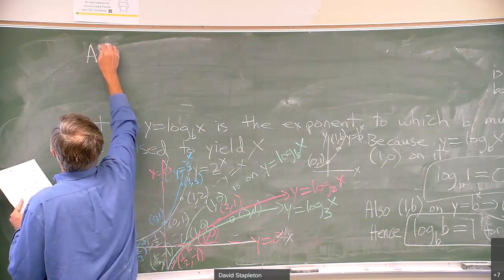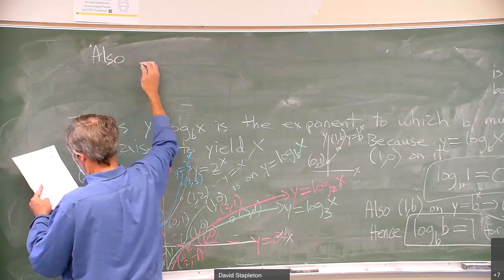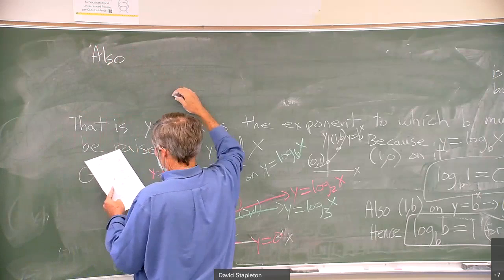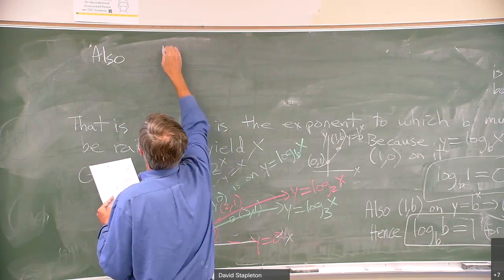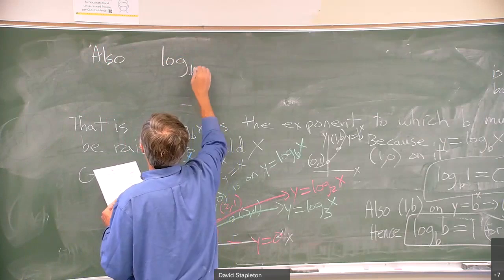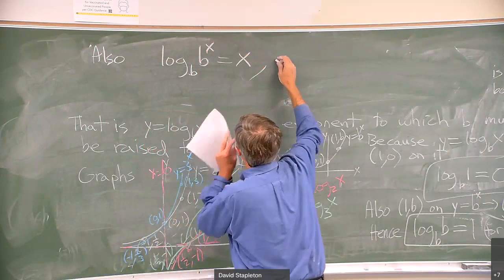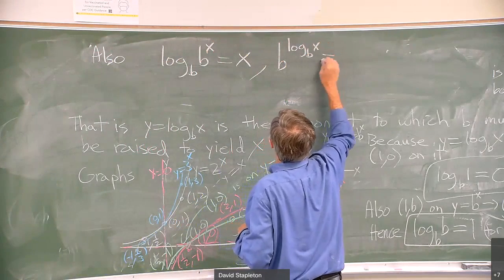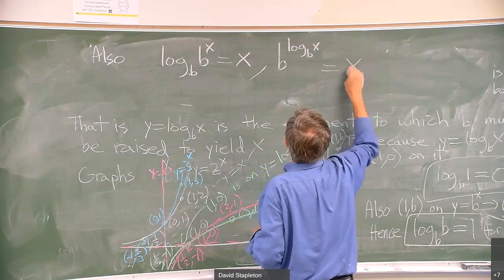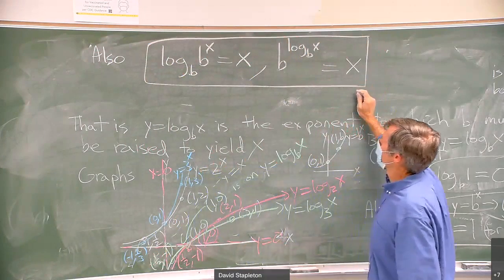Also, some other properties. I'll give you two more here. They undo each other. Log base b of b to the x comes out to be x, and b to the power of log base b of x comes out to be x. Or two more properties. We call these identities, meaning when they're defined.